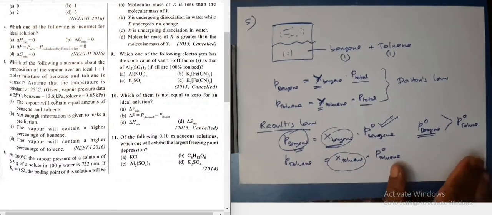Okay. Now, the next question, number 6. At 100 degrees Celsius, what is given? At 100 degrees Celsius, the vapor pressure of a solution of 6.5 gram of solute in 100 gram of water is 732 mm. If Kb value is 0.52, the boiling point of this solution will be... 4 options are given, right?